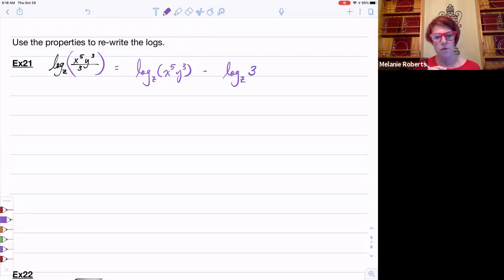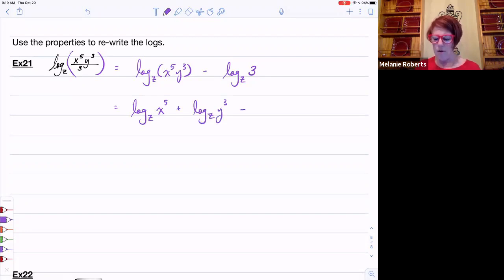Now ask yourself, am I taking the log of a product or a quotient or a power here? And the answer is yes, I'm taking the log of a product, because this is the log of this guy times this guy. So then let's use our product rule for that. So that'll be log base z. Remember, the product rule says that when you take the log of a product, it's going to be a log plus a log. So let's take the log of the first guy, x to the 5th, plus log of the second guy, y cubed.